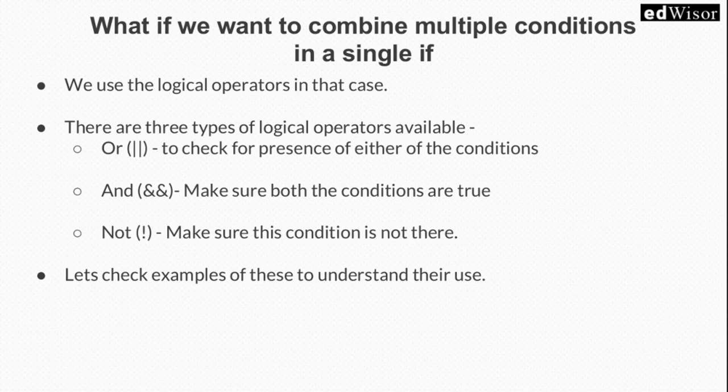Second condition is AND, which is written using 2 ampersands, and it says make sure that both the conditions are true. And the third one is NOT, which is written using an exclamation mark, and it says make sure that this condition is not there. So this is the way you check the logical conditions in a program.